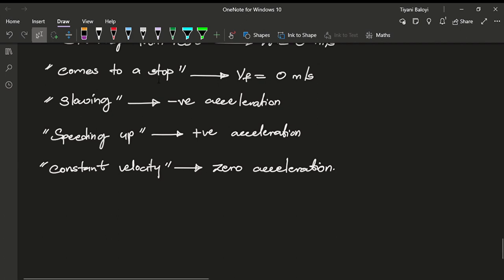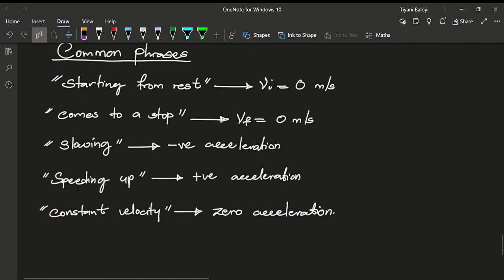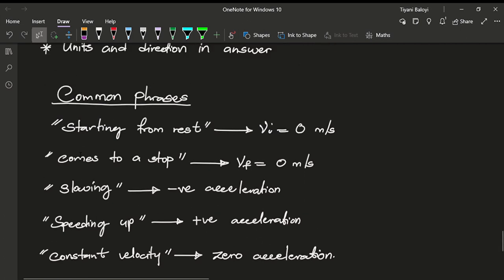So this is what you have, right? Constant velocity means zero acceleration, speeding up, positive acceleration, slowing down, negative acceleration, comes to a stop, final velocity zero, starting from rest, initial velocity is zero. And if they say it's at rest, they mean that velocity is zero, right?